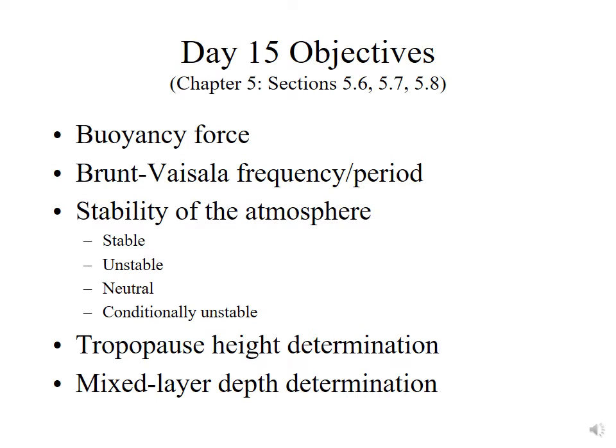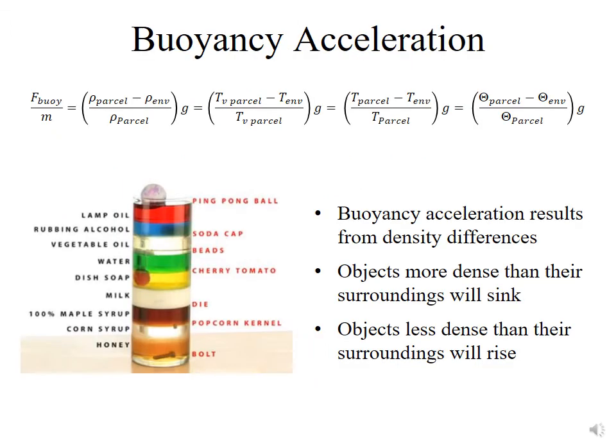Our objectives today are being pulled from the Stull textbook, Chapter 5, sections 5.6, 5.7, and 5.8. Specifically, we're going to talk about buoyancy in the atmosphere, and we'll define a Brunt-Vaisala frequency and period for buoyancy oscillations. We'll introduce the concept of atmospheric stability, dividing the atmosphere up into stable, unstable, neutral, and conditionally unstable conditions. We'll figure out how to determine the tropopause height, and we'll also try and figure out how to get the mixed layer depth, which is the depth of the boundary layer.